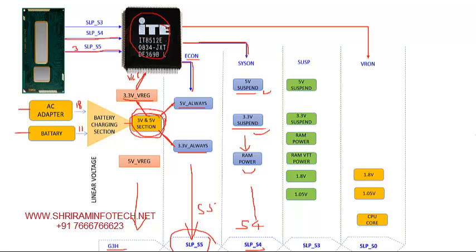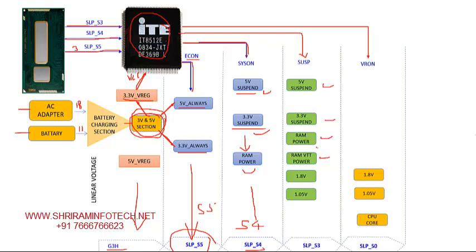The next signal is called SLP_S3. When SLP_S3 is generated, then this SIO will generate this signal called SUSP. When this SUSP is generated, then again the 5 volt suspend, 3.3 suspend, RAM power, RAM VTT, that is half of the VDD voltage.